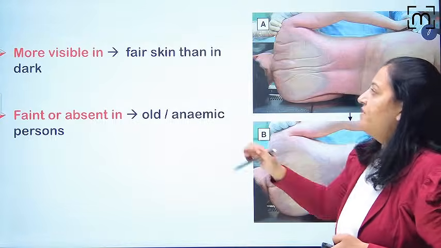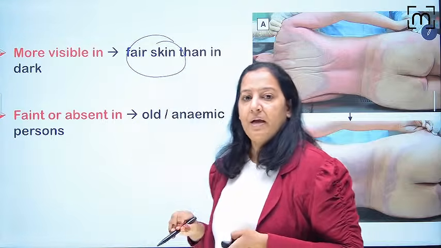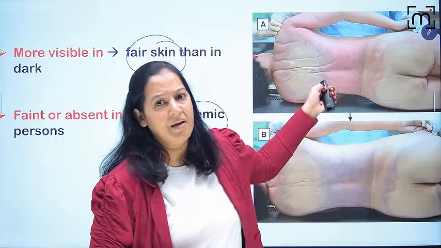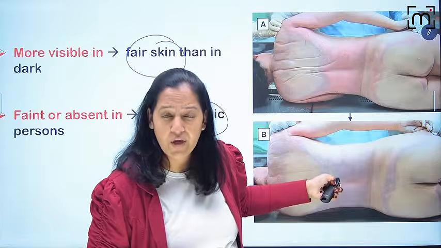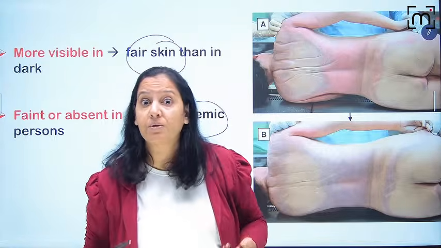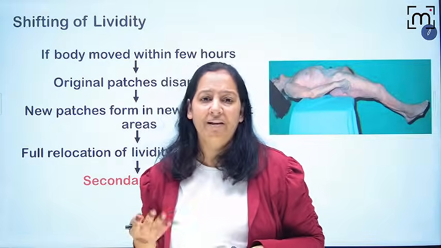It is more visible in fair people. Obviously, on fair skin it's more visible. It is almost absent in an anemic person. Color intensity: is it bluish, purplish, or reddish? The intensity of that color depends on the reduced hemoglobin at the time of death. So learn all these pointers, people, and learn the headings.